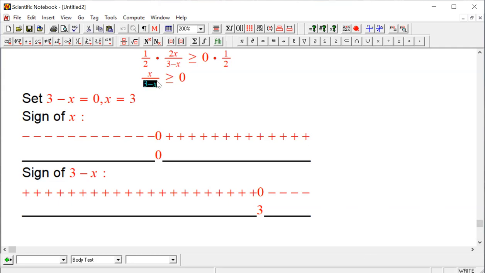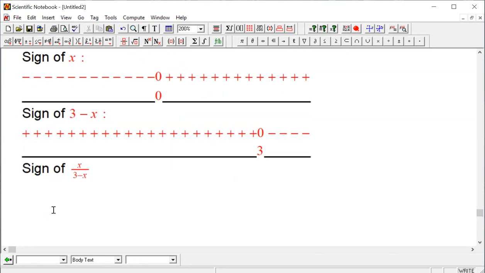So in the end, when we look at the sign of the quotient, what do we get? There's a point 0, and there's a 3.